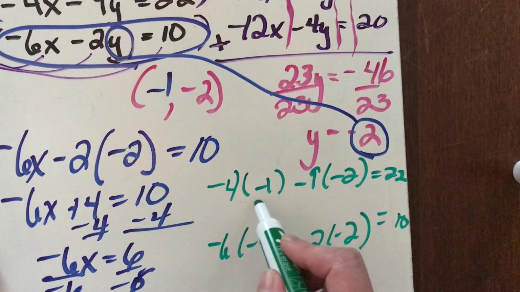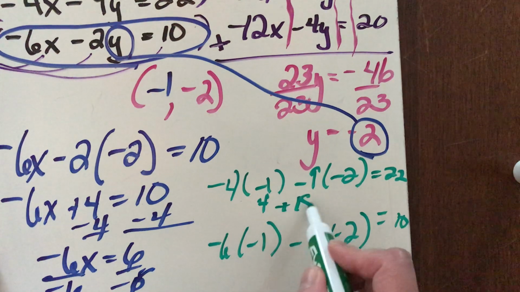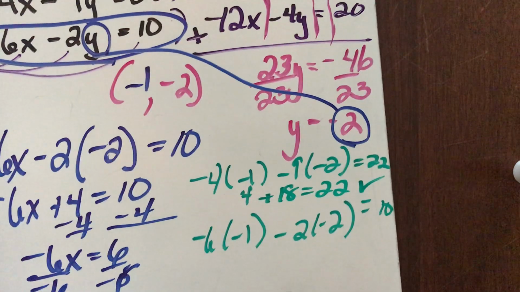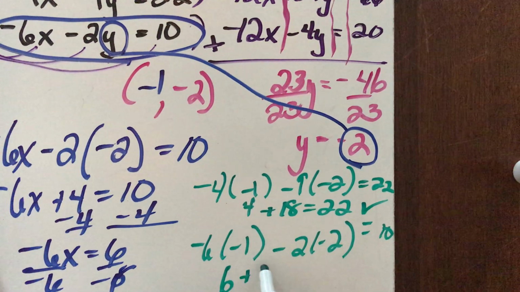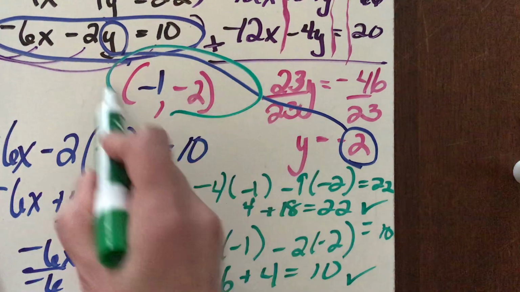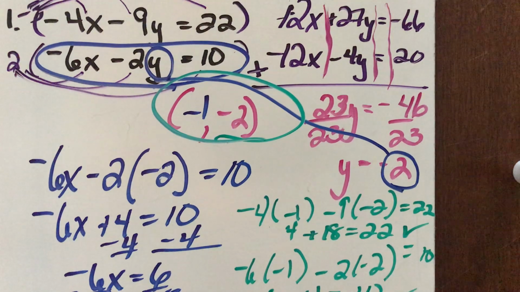Negative 4 times negative 1, positive 4. Negative 9 times negative 2, positive 18. Is 4 plus 18 22? Yes. Negative 6 times negative 1, 6. Negative 2 times negative 2, positive 4. Does 6 plus 4 equal 10? Yes. So we know that is the correct answer. So that means my lines intersect at negative 1, negative 2.